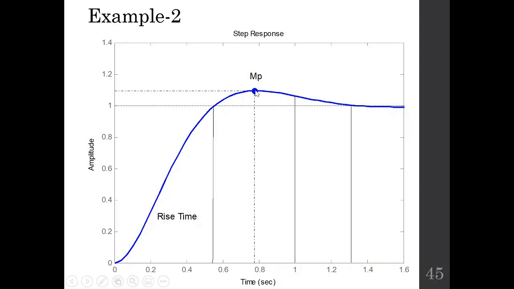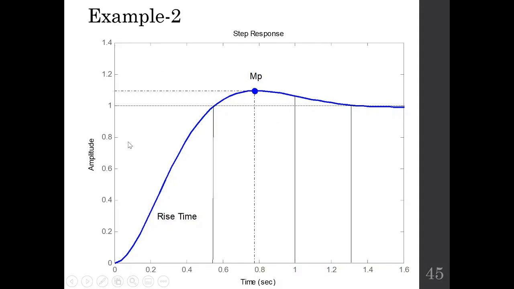Then the next is the maximum overshoot. This is our peak time, which is somewhere around 0.7. At this point, the final value is equal to 1.095. You can also mark down 2% and 5% settling time in this graph.